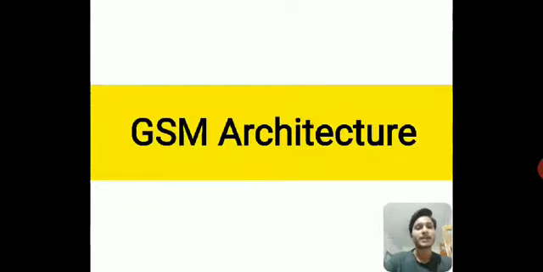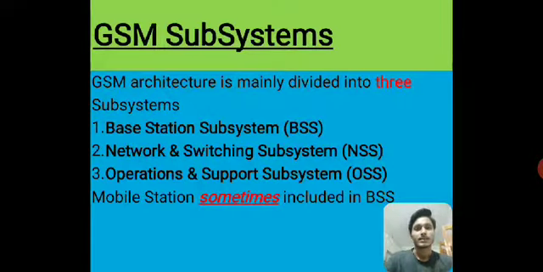My topic is GSM architecture, GSM subsystems. GSM architecture is mainly divided into three subsystems: base station subsystem BSS, network and switching subsystem NSS, operations and support subsystem OSS. Mobile station is sometimes included in BSS. These are the GSM subsystems.